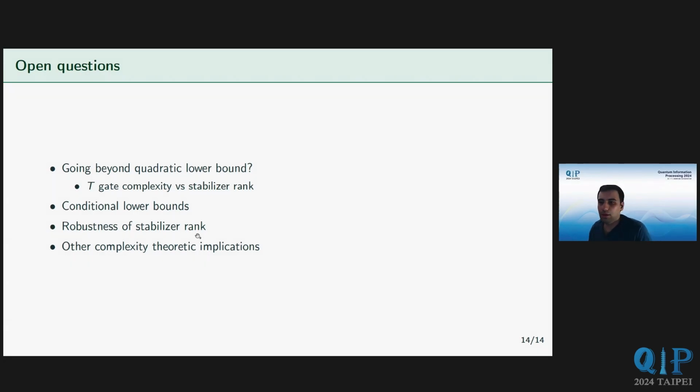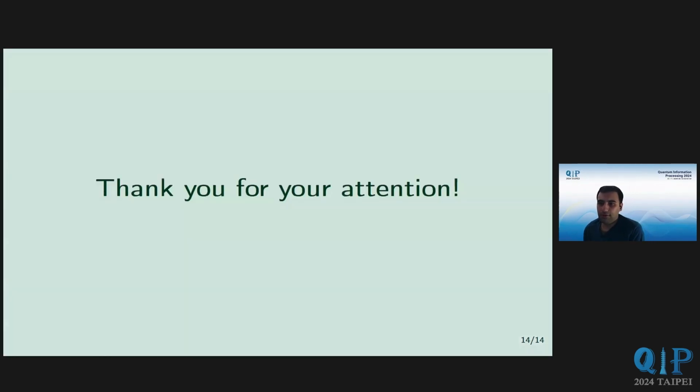And finally, are there other kinds of complexity theoretic implications of our result? For example, can we say something about this quadratic uncertainty principle conjecture or other questions in that area? I want to thank you for your attention, and I would be happy to answer any question you have.